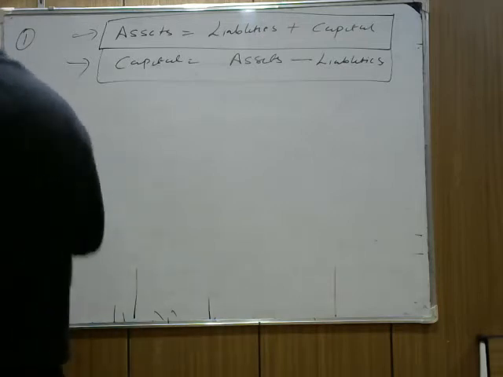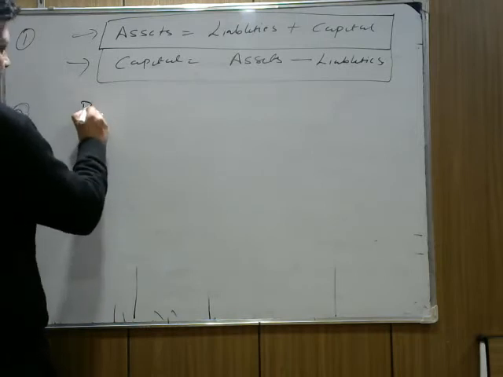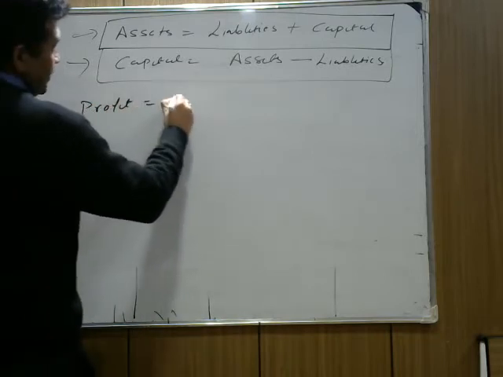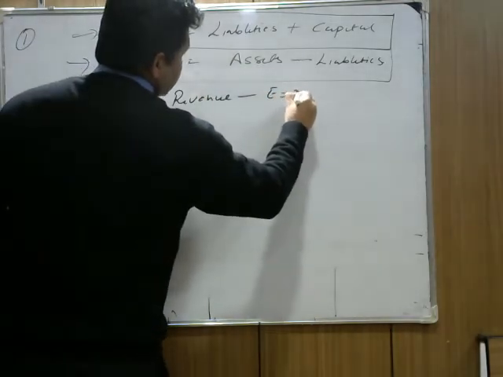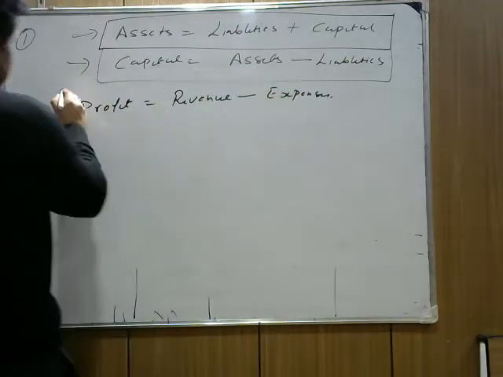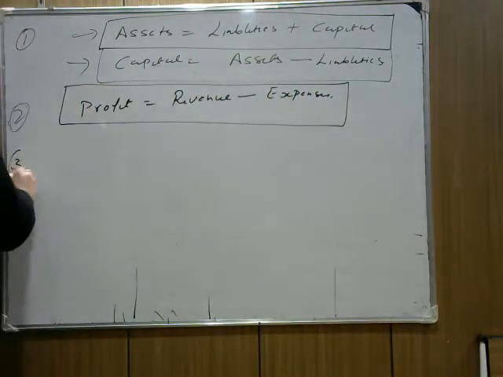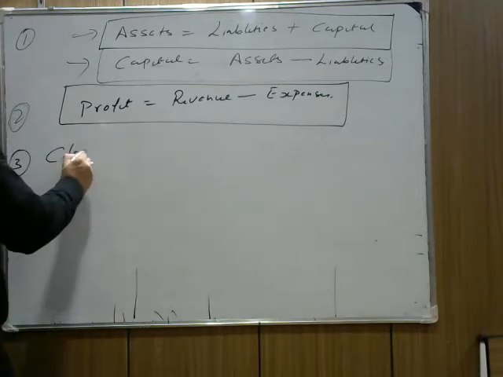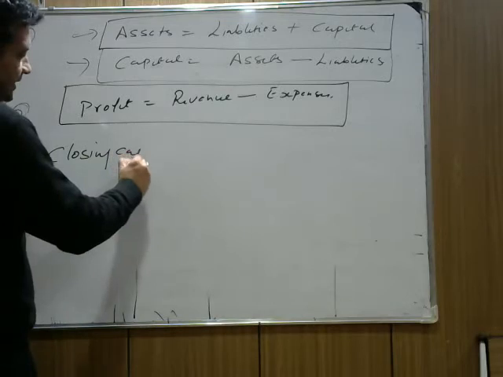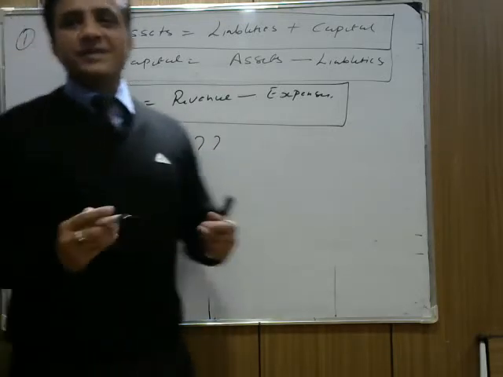The next important formula, which is mentioned in the question, is how we find profit. I told you profit is revenue minus expenses. Understand this term. One more important part is how we find the closing capital. So please teach us how we find the closing capital. Now, how do we find the closing capital?